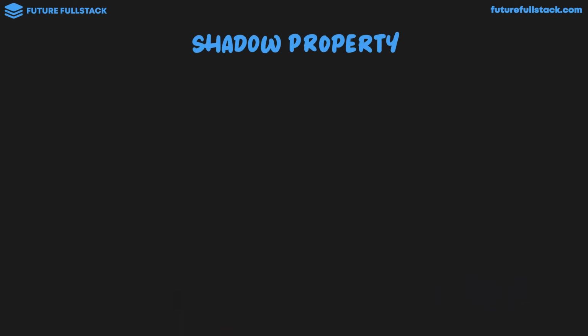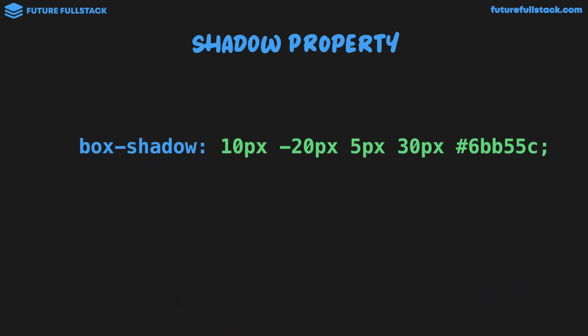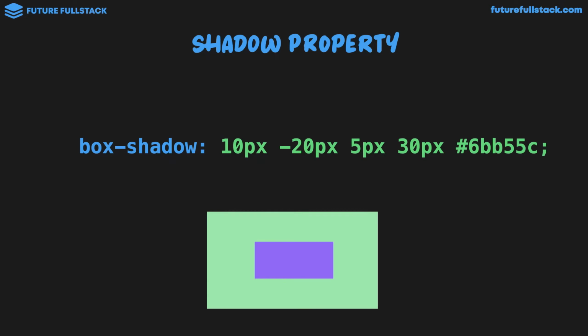In CSS, it looks like this, where the property name is box-shadow, and we have 5 different values. I'm going to be talking about them in reference to the table we just looked at. The first value, 10 pixels, represents the X offset, and this moves our shadow horizontally, where a positive value like 10 pixels will move it to the right, and a negative value would move it to the left.